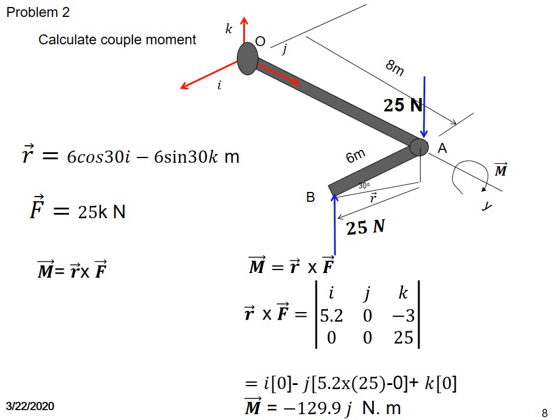In this problem also, the couple moment is R cross F. From the given geometry, we selected one of the forces, and with respect to the point of application of that force, we figured out the position vector of the point of application from the other point where the force is acting.